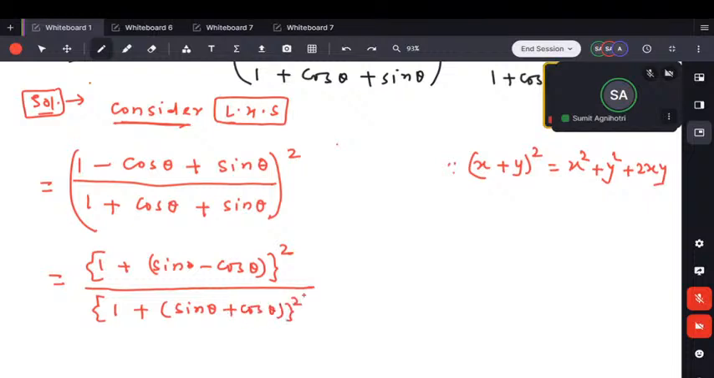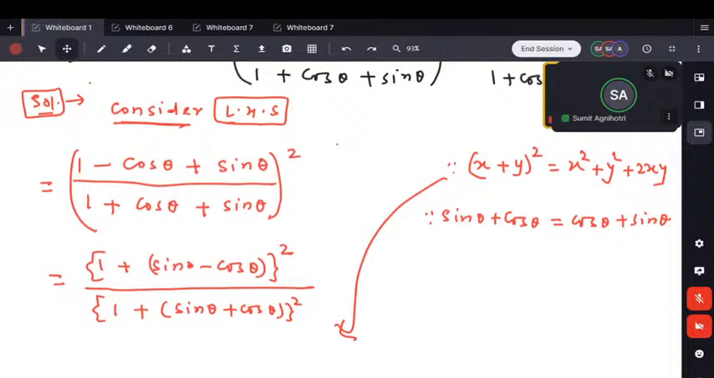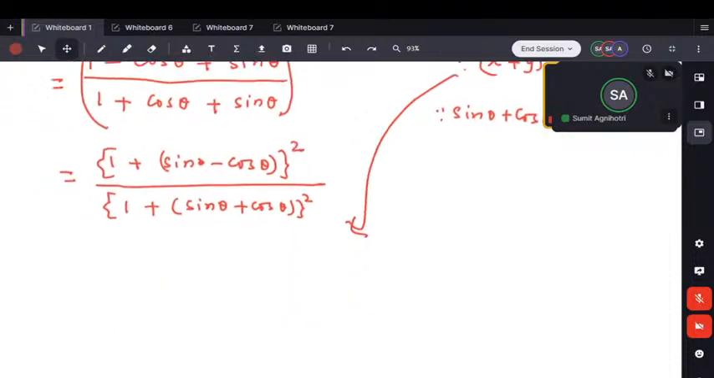Don't confuse with this. Actually, sin theta plus cos theta or cos theta plus sin theta, it is the commutative law we call. Both are the same thing, no problem in it. Okay. Now how to implement this formula here? This is the question, how to implement. Let's implement it.